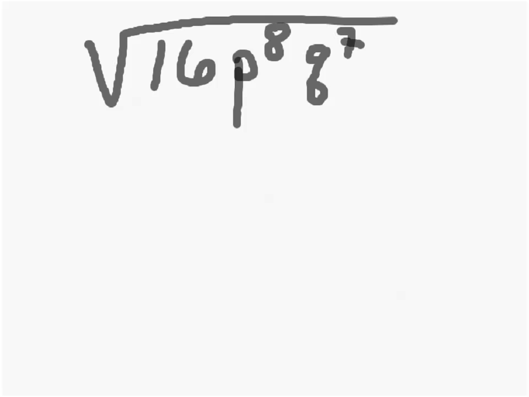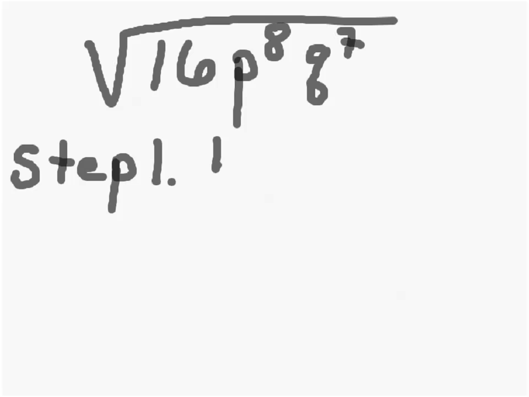Can you say that again? Yeah, so we have open radical, so square root of 16 p to the 8th q to the 7th. So the first thing we need to do, looking underneath our radical sign, step one is factor the radicand. We've got to factor the radicand into as many squares as possible. Factor into squares.